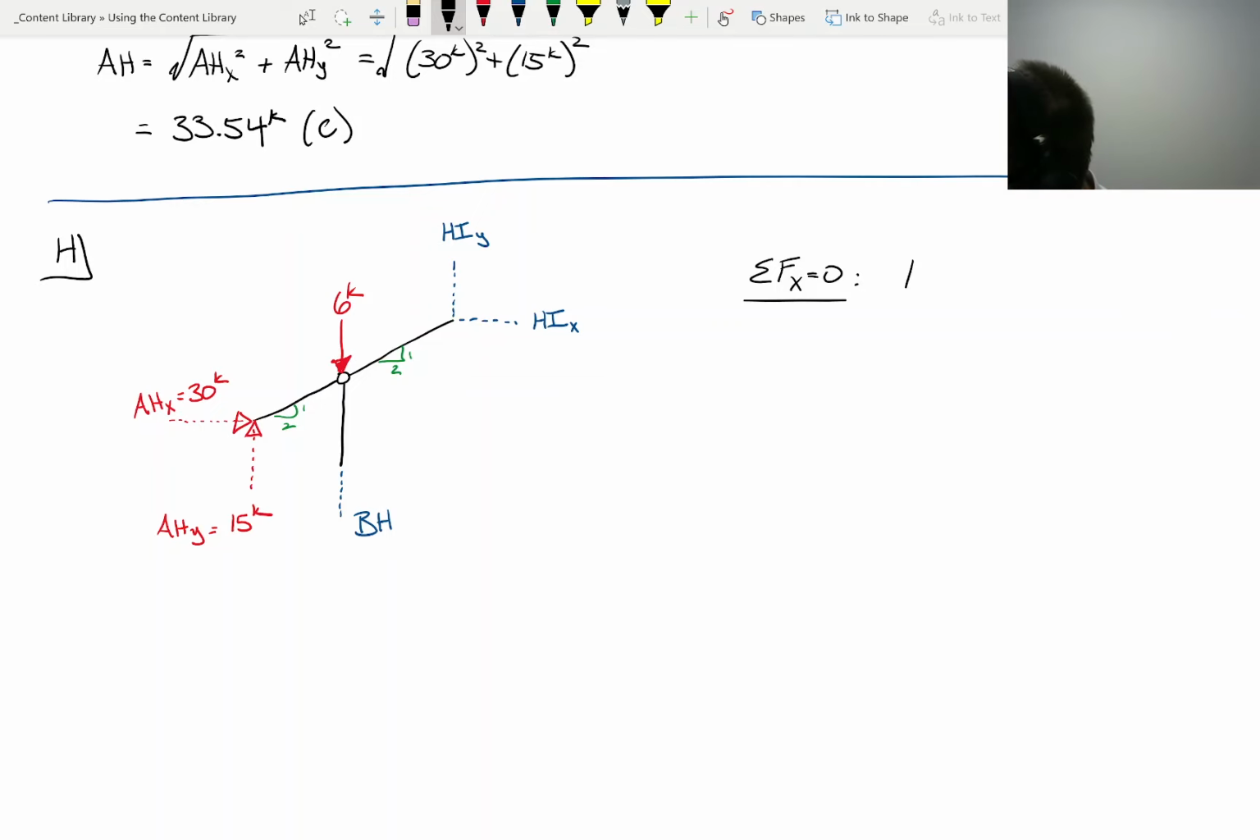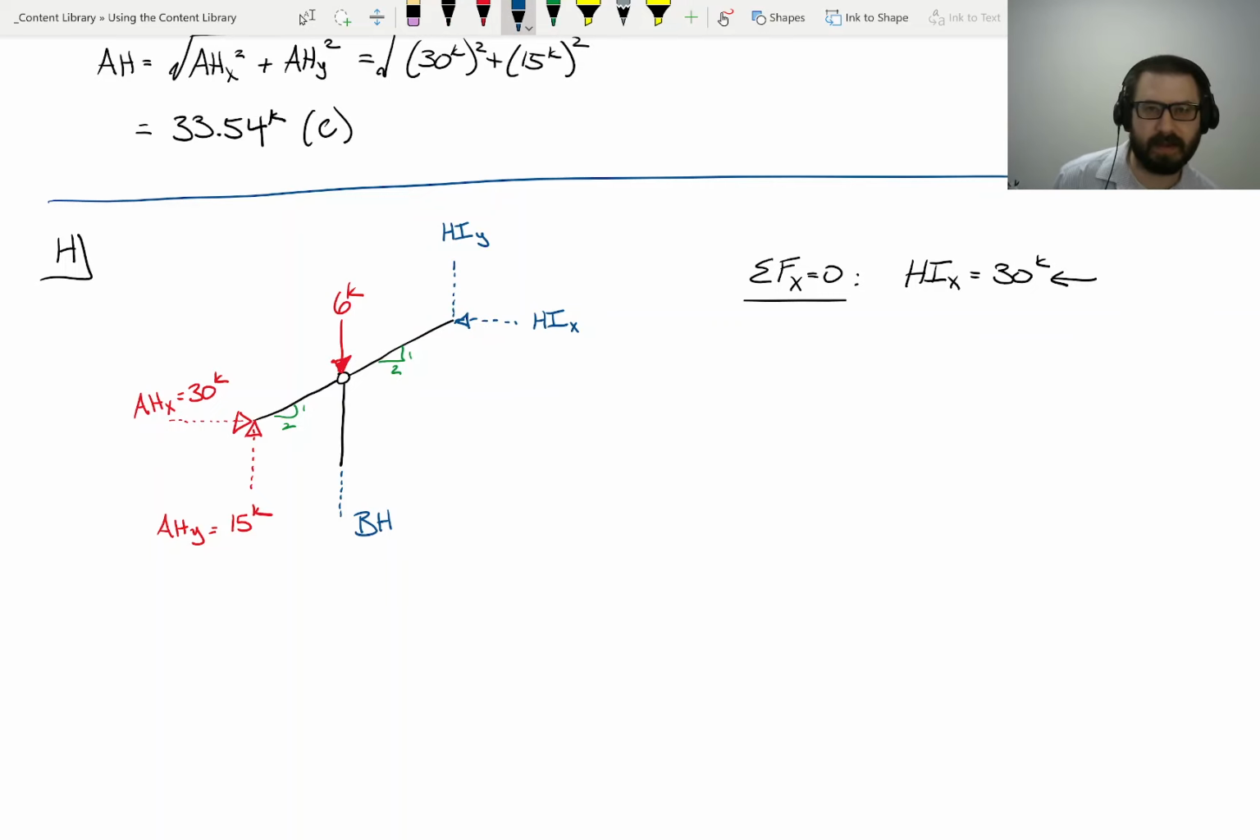So HIX has to be 30 kips to the left. So this is facing like that, okay?